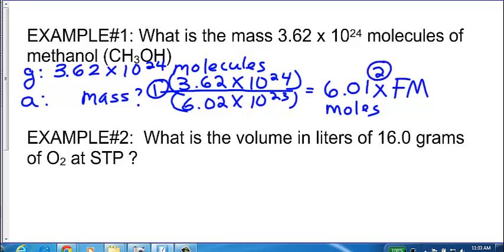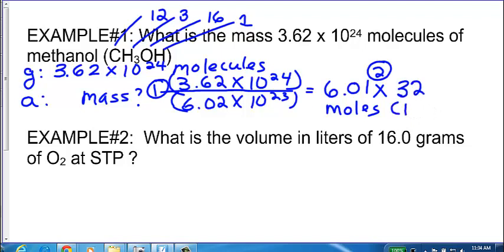And the formula mass of methanol: carbon is 12, and there's 3 hydrogens, and each hydrogen's 1, and oxygen 16, and then there's another hydrogen there that's 1. If you add those up, you get 32. So you're going to take 6.01 times 32. Again, 32 is your formula mass. And you get your answer, which is 192 grams. But you have to do 2 steps because they don't give you moles or ask you for moles.